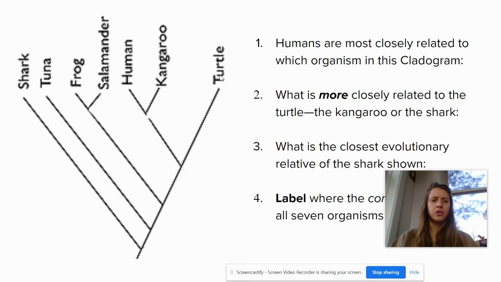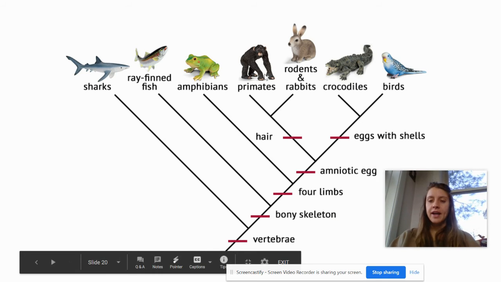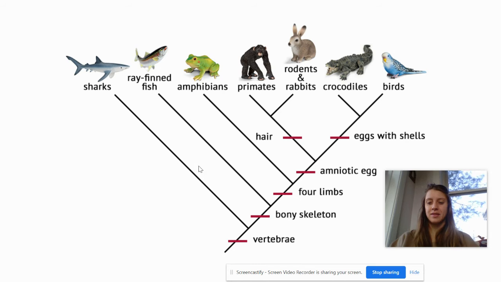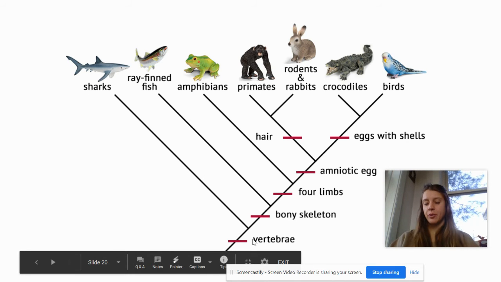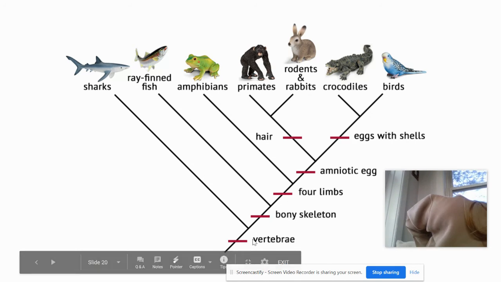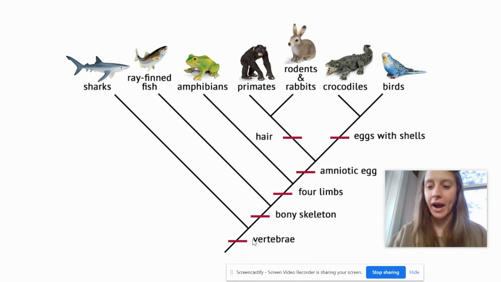What's different between turtles and everything else on this list? Well, turtles have a shell, and so maybe right here we would mark shell, showing us that from this point onward, there would be a shell. So that's what's being shown here: our most basic characteristic, which every organism on this cladogram has. They all have vertebrae. Think about vertebrae as being the little bits of your spine.